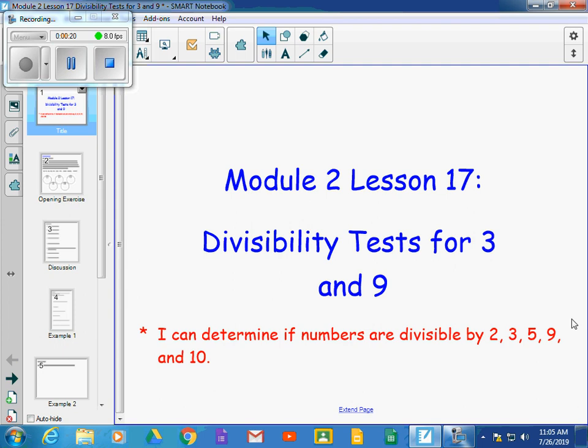What we're talking about when we say divisible is, can a number be evenly divided with nothing left over by 2, 3, 5, 9, and 10. Now this is going to come in very handy in the next lessons when we're talking about greatest common factor and least common multiple.